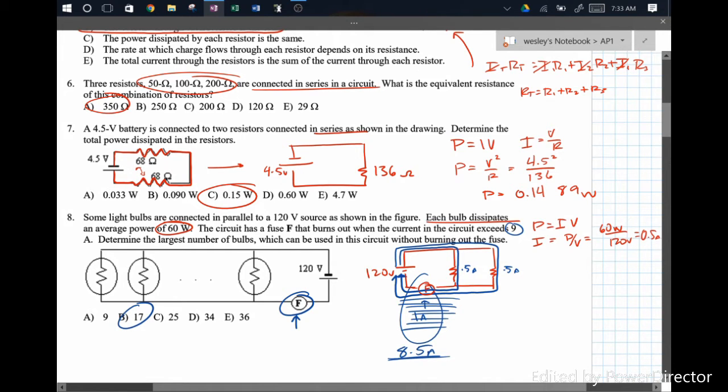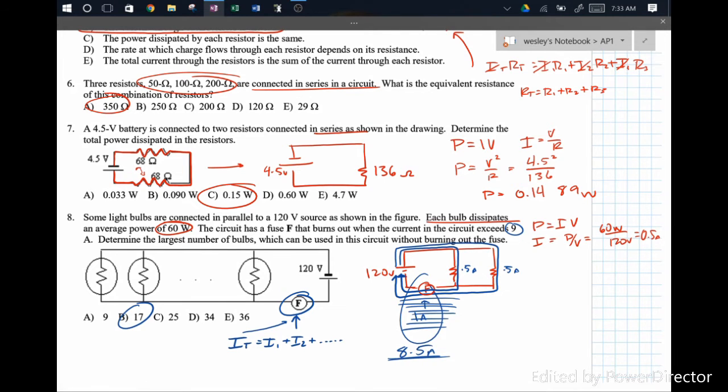So in parallel, total current is current through one branch plus current through the other, on and on and on. And through this fuse, we're getting the total current. So every time we add another branch, all we're doing is increasing the total current.